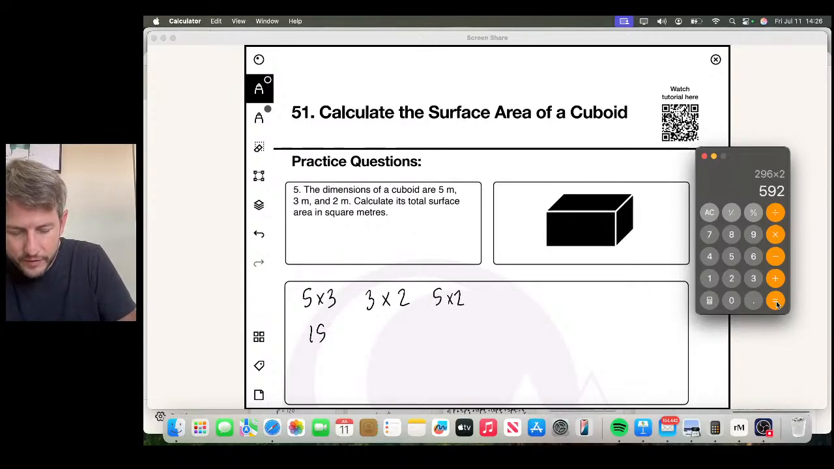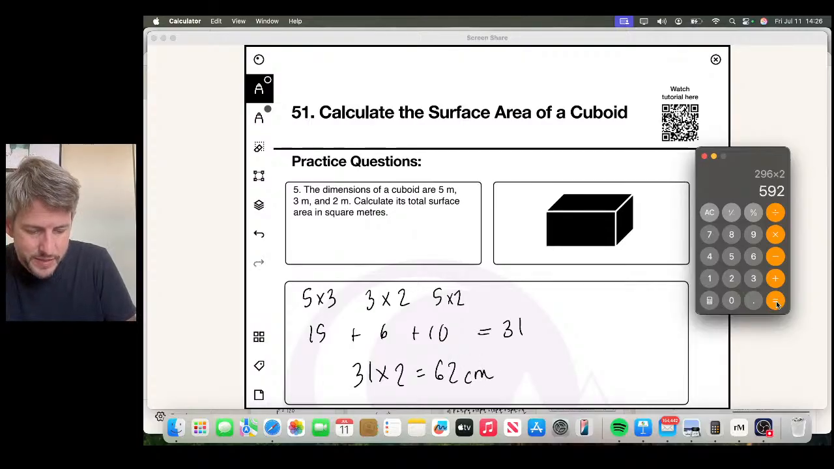Got 15, add 6, add 10, and then if we add all of these together, 15 add 10 is 25, 25 add 6 equals 31, so that's 31, and then if we times that by 2, that would be 62 centimeters squared.